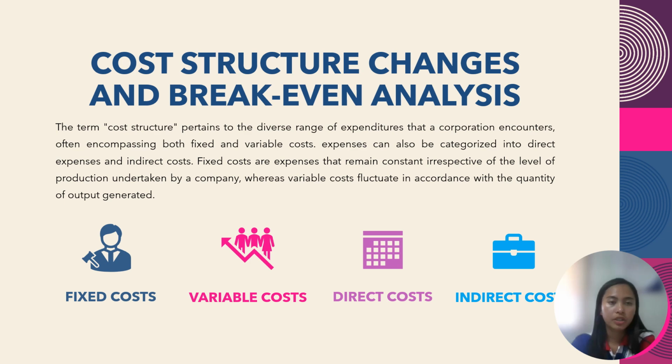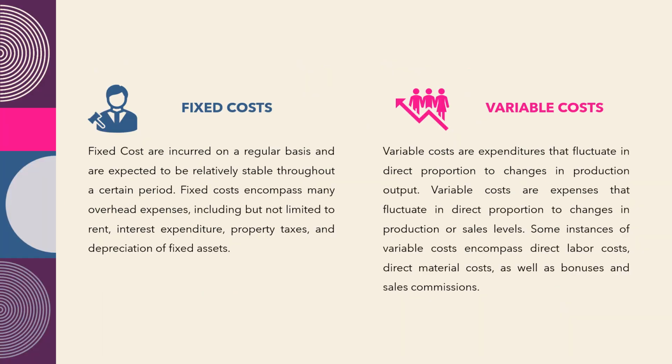So these are our different cost structure changes. We have fixed costs, variable costs, direct costs, and indirect costs. For fixed costs, these are incurred on a regular basis and are expected to be relatively stable throughout a certain period. Fixed costs encompass many overhead expenses, including but not limited to rent, interest expenditure, property taxes, and depreciation of fixed assets. Next we have variable costs.